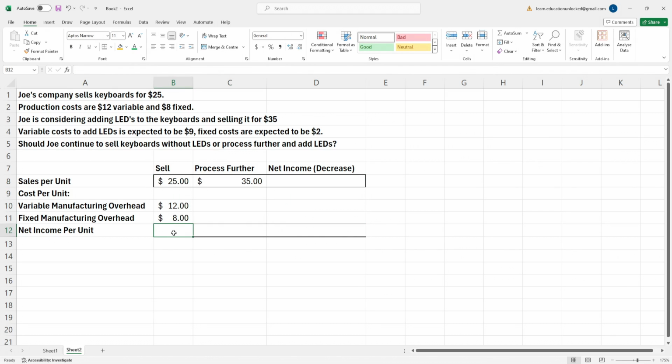So net income per unit. What we're going to do is our sales per unit minus our cost. So it's going to be 12 and then minus 8. So that's $5 net income.